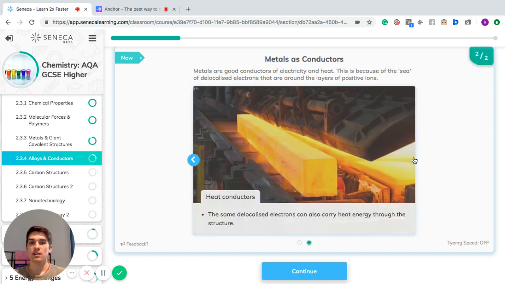And they're also really good heat conductors, and the same delocalized electrons that carry electricity are also able to carry heat energy through a structure.